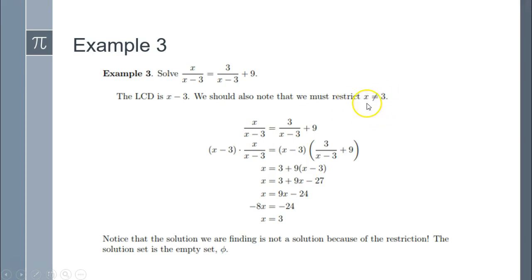Don't let that right there, if the problem states x not equal to 3, don't let that be the reason you can't solve the problem. Don't let that confuse you. They're just reminding you you can't divide by 0.